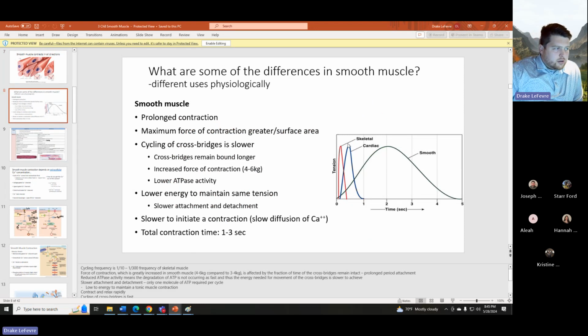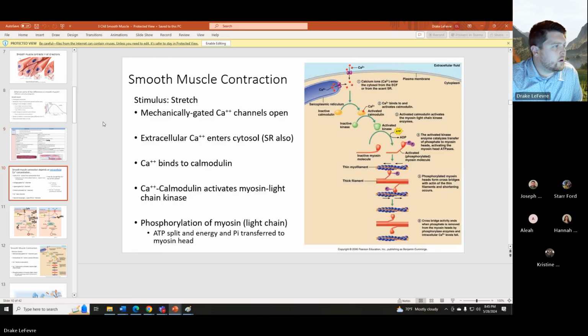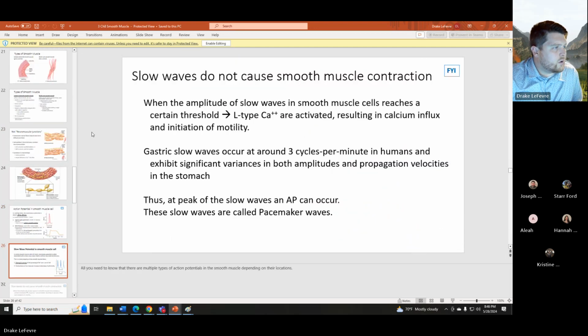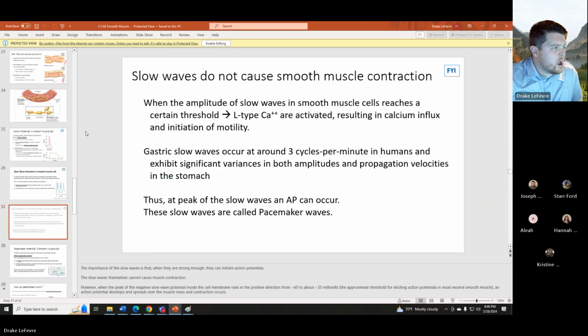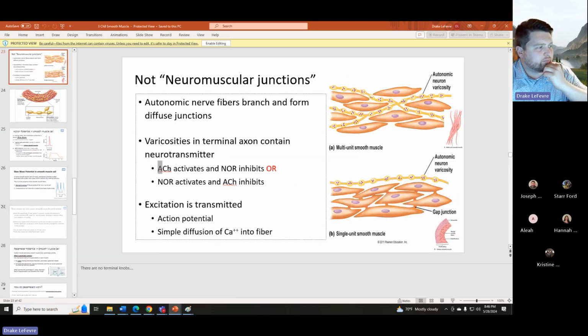And you can see here the cycling of the cross bridges. So the cycling of the contractions is a lot longer. It lasts for a much, much longer time. He potentially could ask about this.